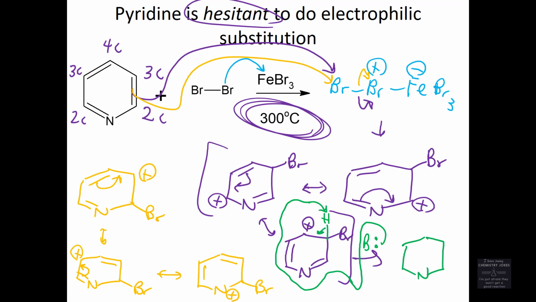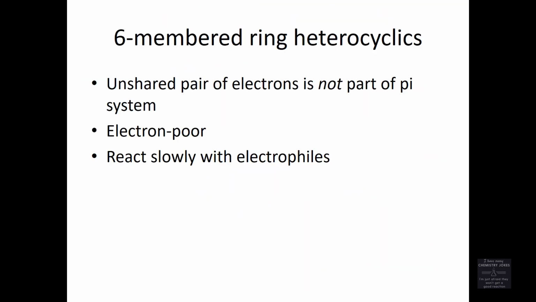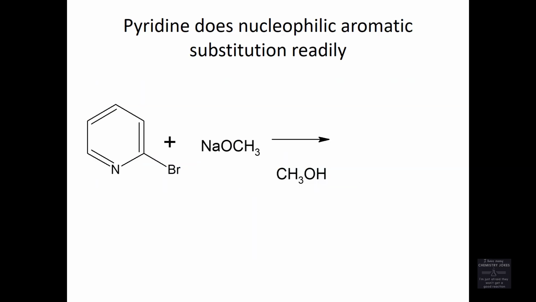So pyrrole, very, very good at electrophilic aromatic substitution. Pyridine, very hesitant to do electrophilic aromatic substitution, but it can happen if the conditions are right. Because they're electron poor, they react very slowly with electrophiles. It can undergo them, but only under extremely vigorous conditions. It's much better at doing nucleophilic aromatic substitution.